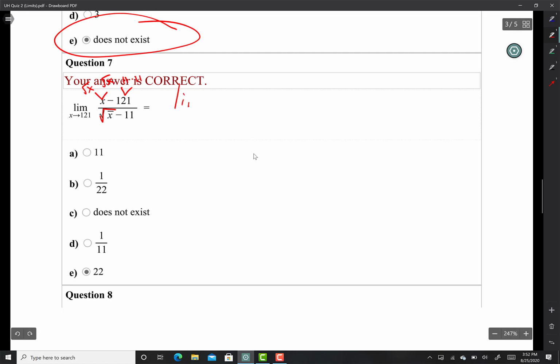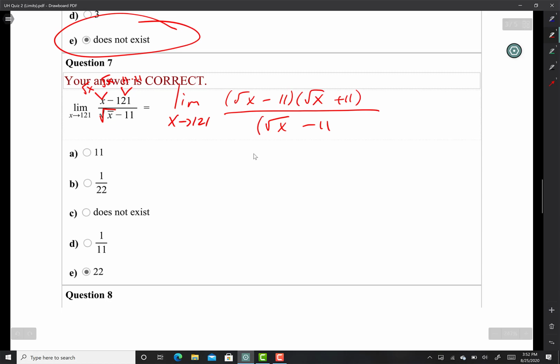I'm going to write the word limit as x approaches 121, and I'm just going to do the difference of squares in the top. Square root of x minus 11, square root of x plus 11. All this is divided by square root of x minus 11. And now that I have those factors in the top, I can see that one of the factors is going to cancel out, those two. And now I can do direct substitution. Square root of 121 plus 11. Well, the square root of 121 is 11. 11 plus 11 is 22.